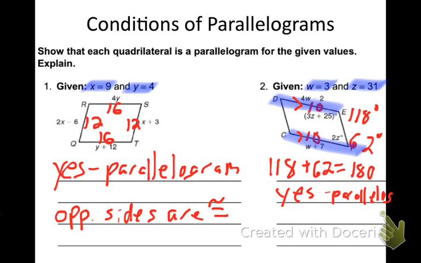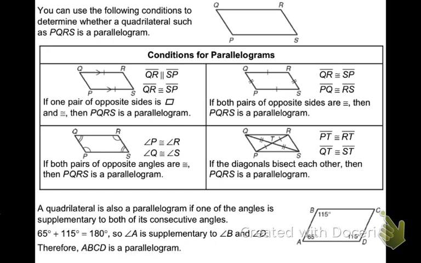Because I have congruent. Oh, I guess I should probably put the congruent symbol. I have congruent and parallel sides. Okay, that is a parallelogram because that's congruent parallel sides. So if you recall, these five conditions are what I'm looking to meet. I'm looking for it to meet one of these five conditions. If it doesn't, then it's not a parallelogram. If it does, it is a parallelogram.